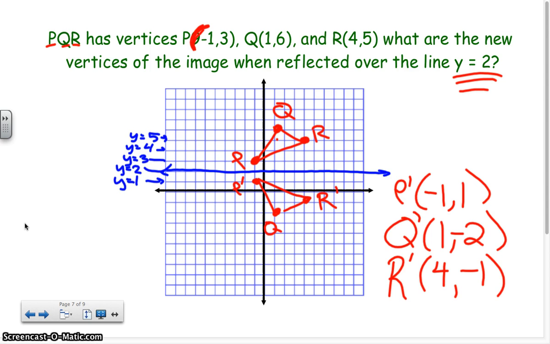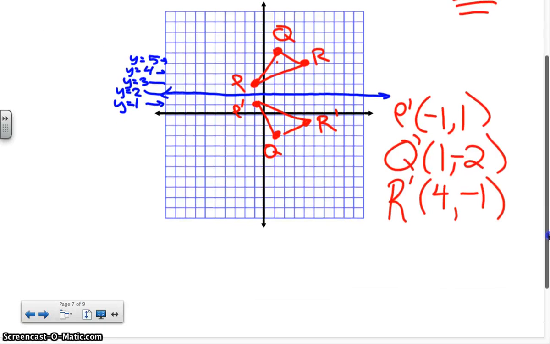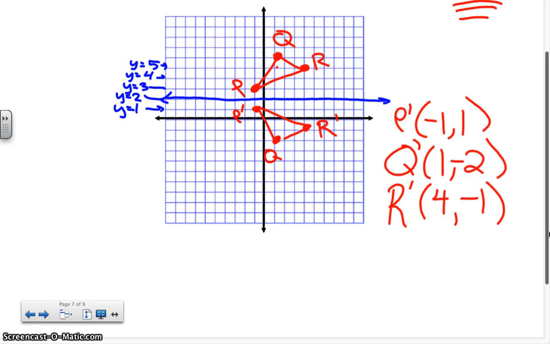Alright? So another thing you might want to know for some of your homework is they might say reflect along the line x equals like 4 or 5 or something like that. Keep in mind that all of these horizontal lines are the y's. So this would be y equals -1 right here. This would be y equals -2, y equals -3, etc., going down.